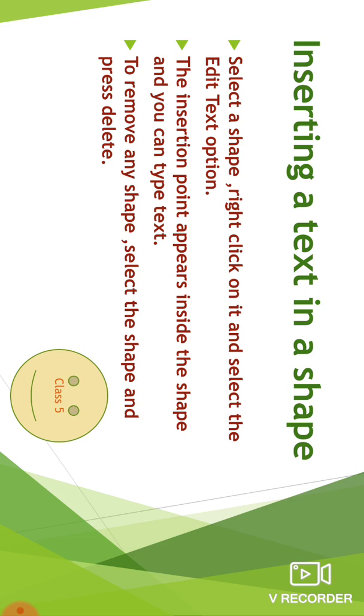Here I am showing you one smiley I selected from the shape option, and inside this I have written class 5. Means select the shape, right click on it and select. When you right click, a shortcut menu will appear in which the edit text option will be there. Click on the edit text option. When you click on edit text option, an insertion point appears inside this shape, and after this you can type the text. For removing the shape, select the shape and press the delete key that I told you. To delete anything, select that thing and press the delete key.